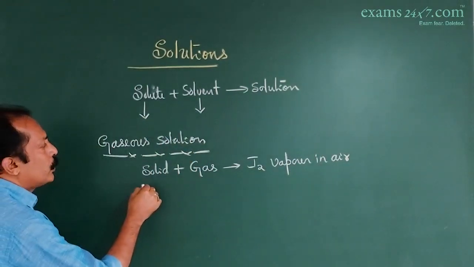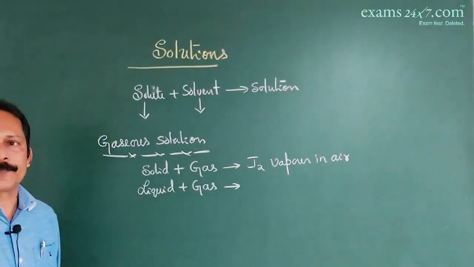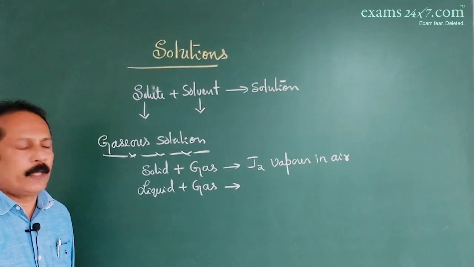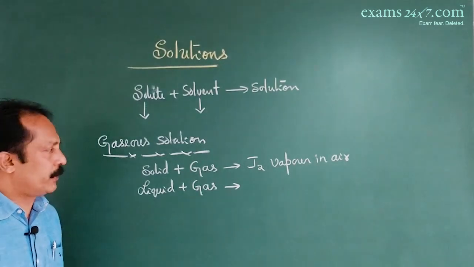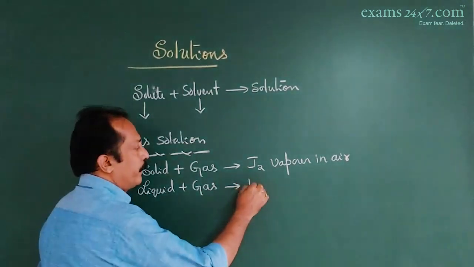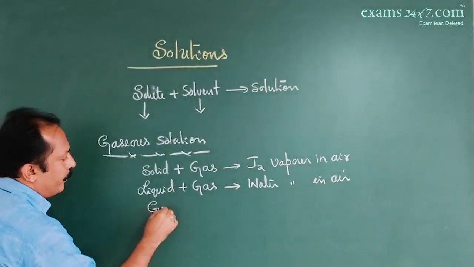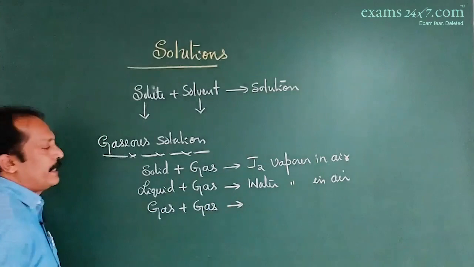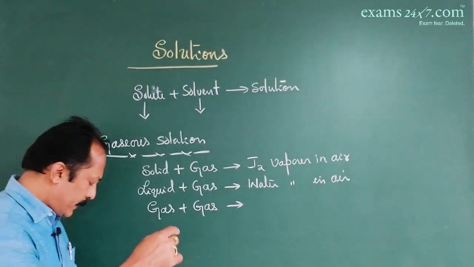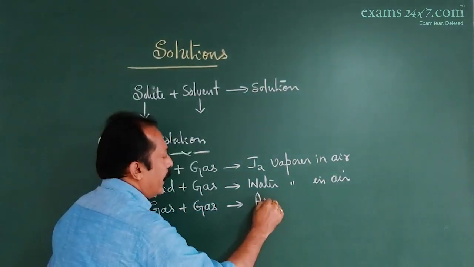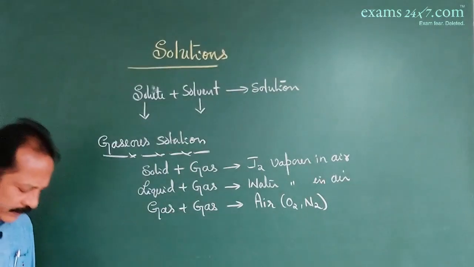Second, the solute is liquid and the solvent is a gas. An example for this type of solution is a liquid solute present in a gaseous solvent, like water vapor in air. Similarly, one more: a gas solute present in a gas solvent. Both solute and solvent are in gaseous form. An example for this is air, containing oxygen, nitrogen, etc. So, these are the three types of gaseous solution.